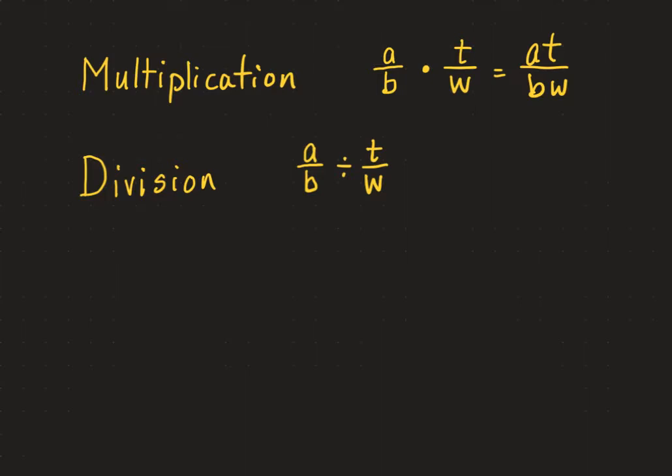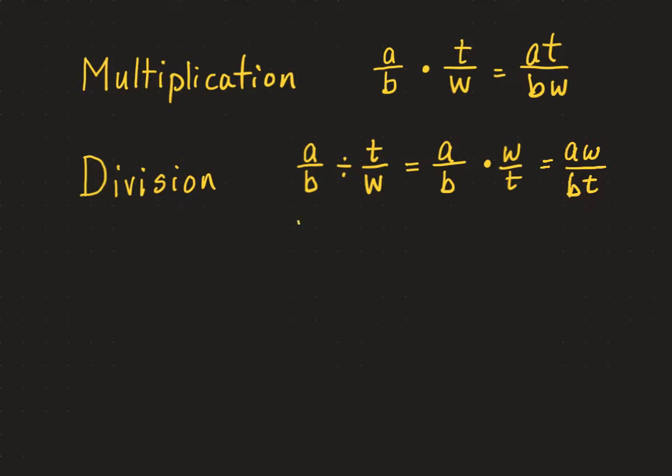The way we deal with division is we multiply by the reciprocal of the divisor. In other words, we keep the first fraction the same. We change division to multiplication, and we flip the last fraction, or write the reciprocal of the original fraction. And then we multiply straight across. So we get aw over bt, a different answer than the original multiplication that we did with those two fractions.